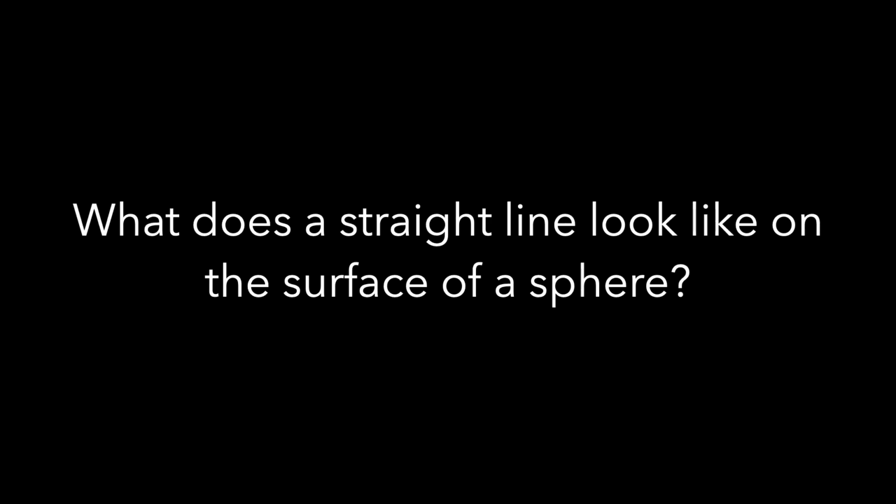Picture a globe or a soccer ball, something round, something spherical. And let's do our geometry now on the surface of a sphere. And my question is, what does a straight line look like on the surface of a sphere? Let's start at any point and continue in the same direction. That was our definition from Euclid. Our way of intuiting it is to make sure the tape doesn't crinkle.